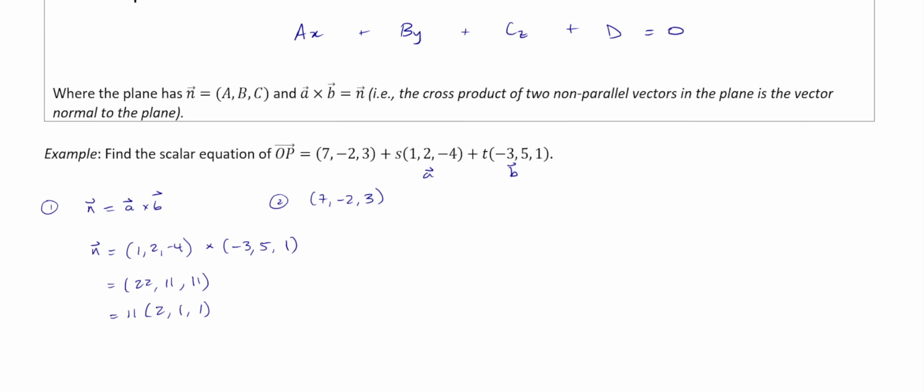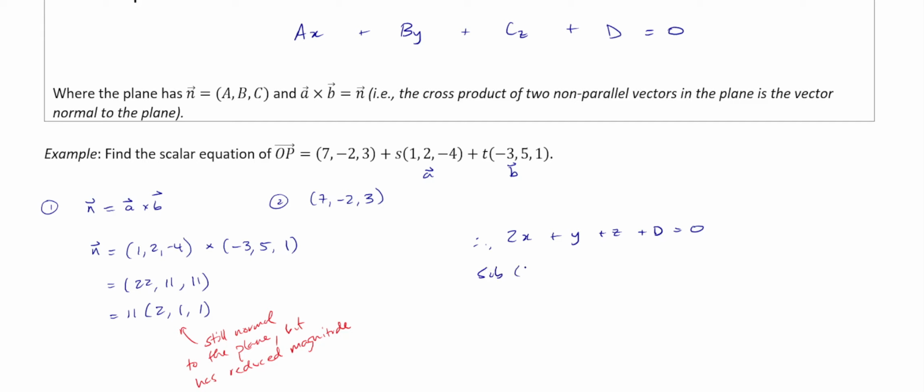This is still normal to the plane, right? It's still normal to the plane, but has reduced magnitude. Well, the magnitude doesn't matter. It's irrelevant, right? All we wanted was a vector that's normal to the plane. So I look at my components 2, 1, and 1, and so I can say, therefore, 2x plus y plus z plus some constant d is equal to 0, based on my definition for the scalar equation of the plane.